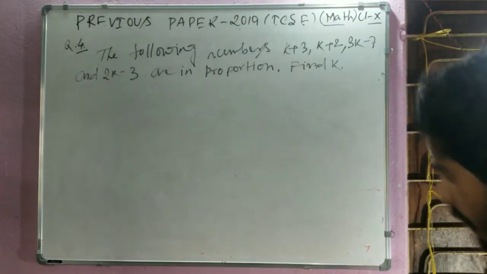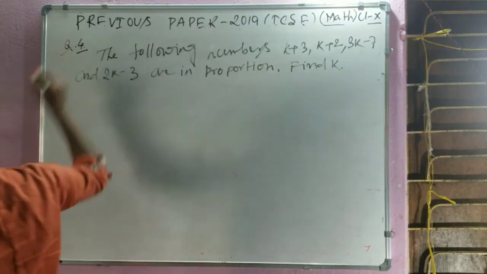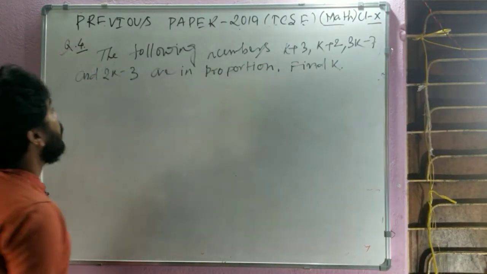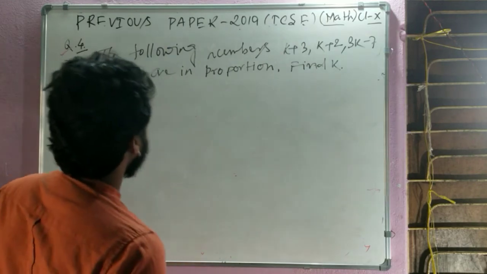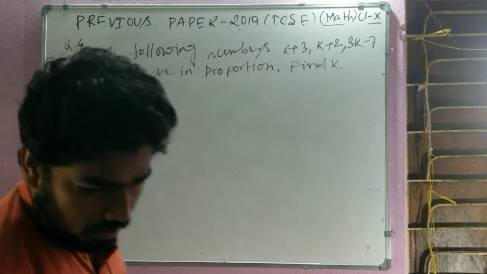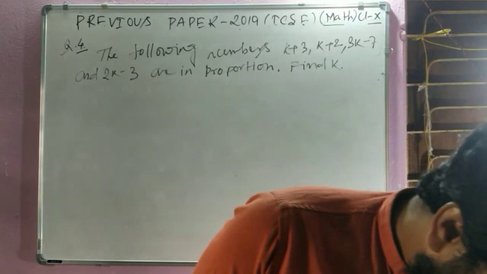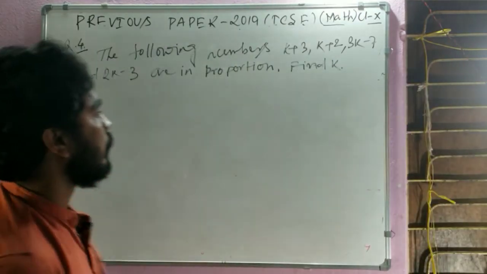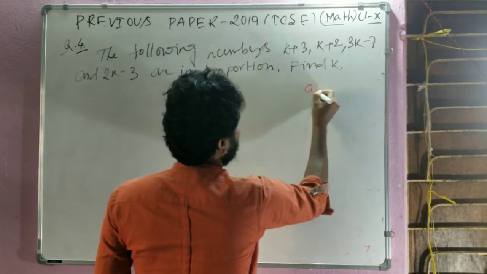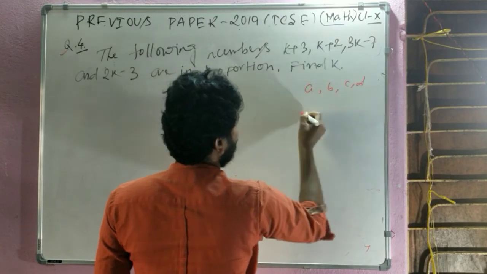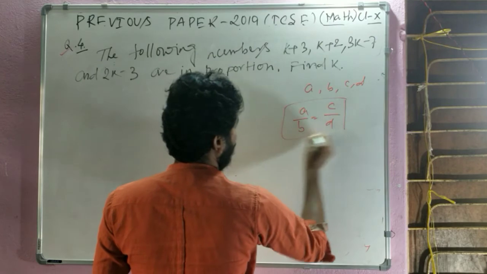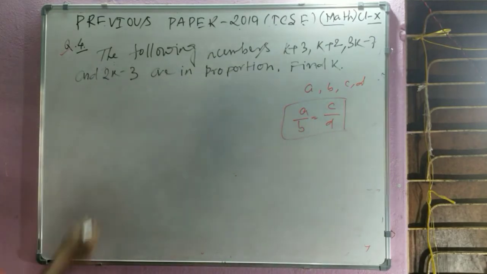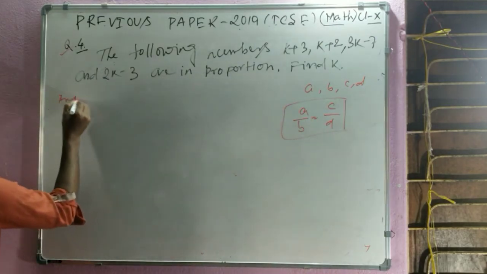This question is from ratio and proportion. Question number 4. The following numbers are in proportion, find the continuous proportion. We know that 4 numbers A, B, C, D are in proportion if A by B equals C by D. This is the ratio and proportion property. So follow this.